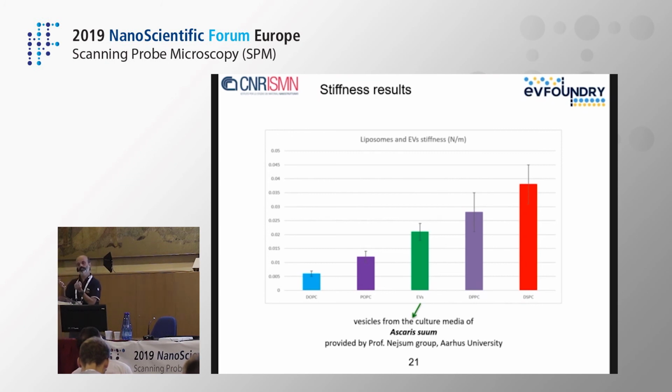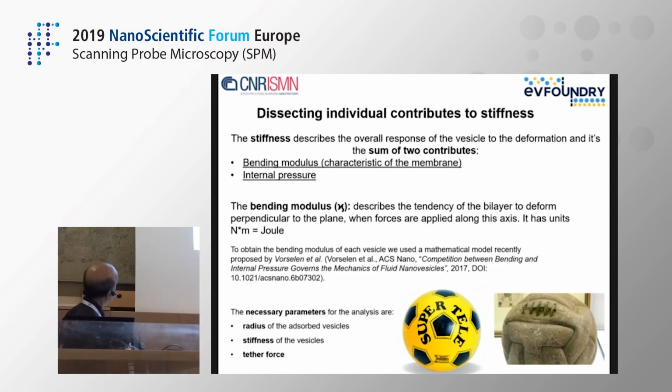Is this point interesting? Well, somehow at first it is important, because the stiffness affects the deformation of the vesicle. But what is important is that the stiffness is actually made up of two contributions, two parts. The first part is the bending modulus, which is characteristic of the membrane, and the second part is the internal pressure. I will go fast because I'm running out of time. I made this comparison to demonstrate it: you can have a soft-skinned, highly inflated ball, and a thick leather ball.